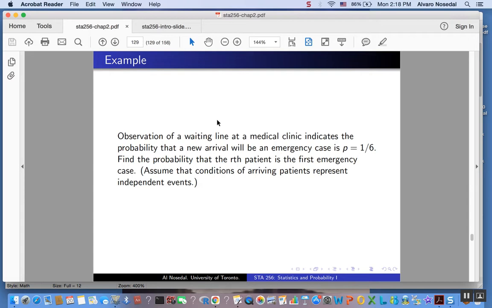Now we are going to make a few assumptions here. We're going to assume that patients are independent, and independent in the probabilistic sense. Okay, so let's get to work. Again, bear in mind that the ultimate goal is finding a formula for the probability that the rth arrival, the rth patient, happens to be the first emergency case.